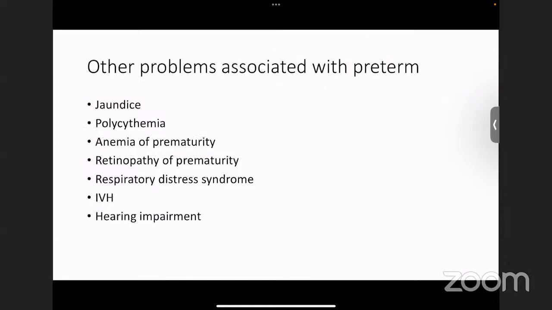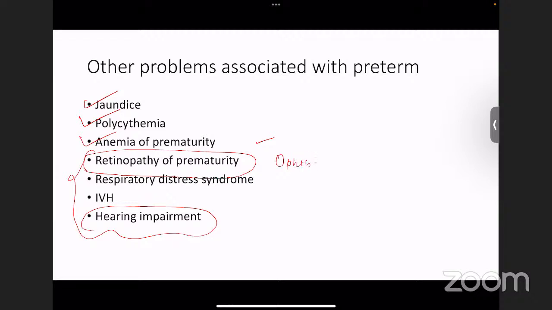Other problems like jaundice are more common. Polycythemia, acid, anemia, I also explained. In preterm babies, these are very important. Retinopathy of prematurity itself is a topic which you have already read in your ophthalmology, so for want of time I'm not going to discuss it much. Respiratory distress I'm going to discuss in the upcoming slide.